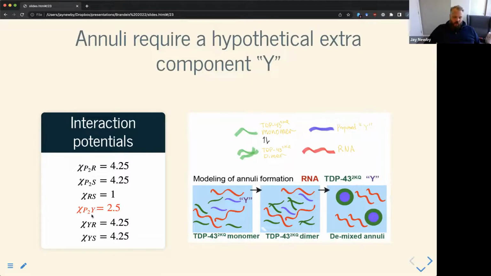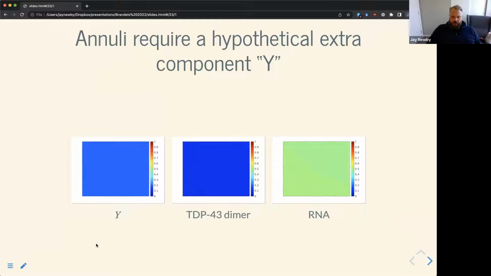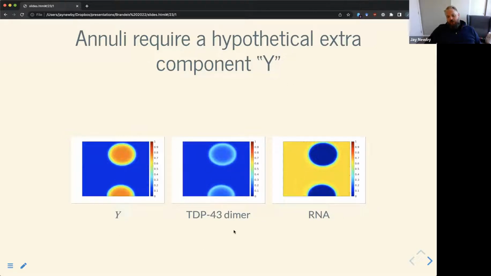That's Y here. The one in red is the one to note. And then the interaction between Y and the RNA: RNA is repelled from it just as much as it's repelled from the TDP-43 dimer. And importantly, it has to want to phase separate on its own as well. So if we add this new player with this marginal mixing interaction potential, we could get annular TDP-43 droplets.